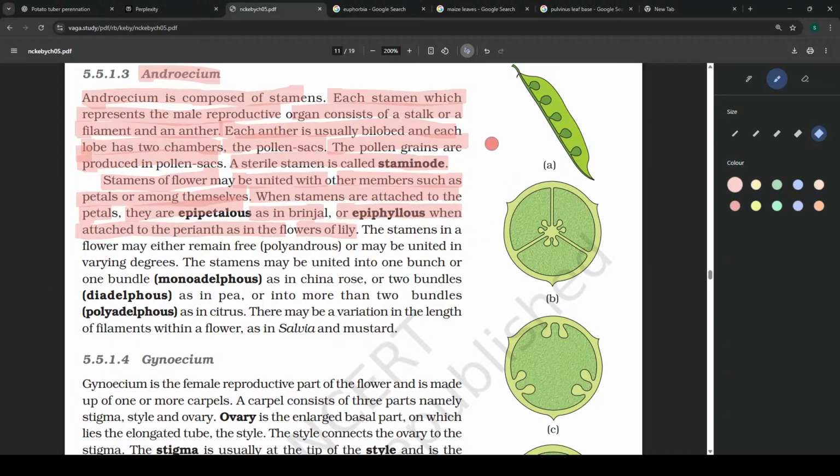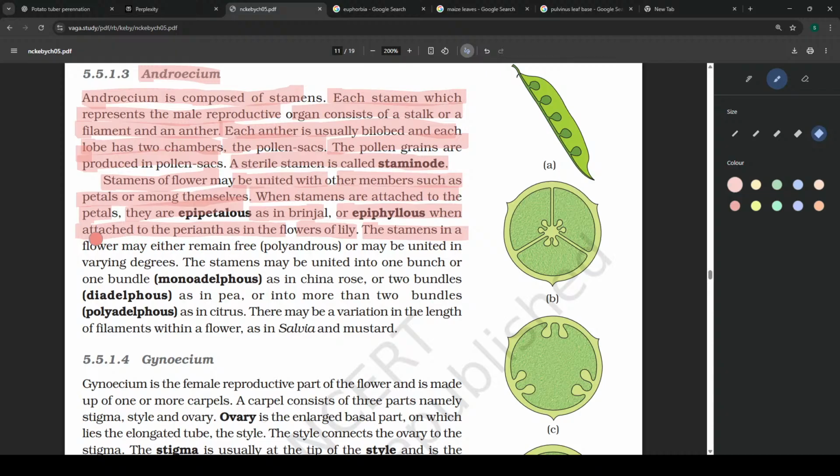Perianth is a structure formed when we cannot differentiate calyx and corolla because both are fused. That is called a perianth. If stamens are attached to petals, it is the epipetalous condition. If they are attached to the perianth, it is the epiphyllous condition. Epipetalous we see in brinjal, epiphyllous we see in flowers of lily.